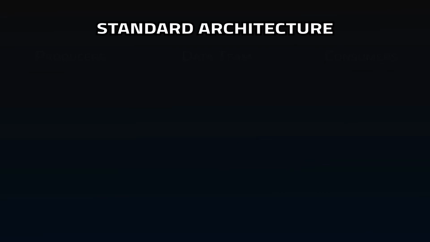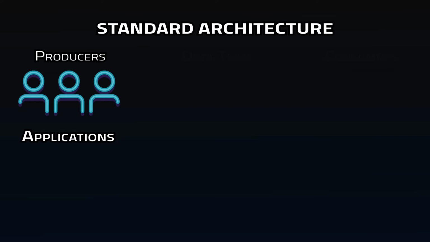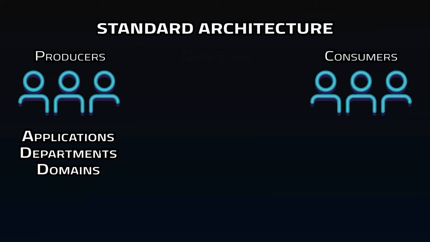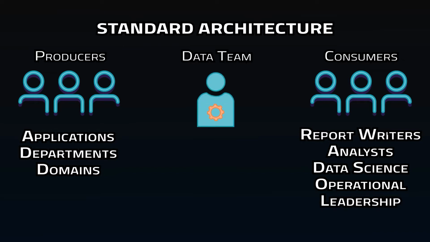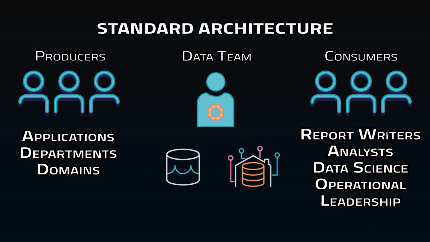The current data analytics architecture generally includes data producers on one side, such as applications, departments generating data, or other domains that produce, in some form, data for the organization. And on the other side, there's the data consumers. This could be report writers, department analysts, data scientists, operational needs, and leadership. In the middle, there's almost certainly an understaffed, overwhelmed data engineering and analytics team, frantically trying to prop up data lakes, data warehouses, and building an ever-growing web of pipelines to meet the data demands.